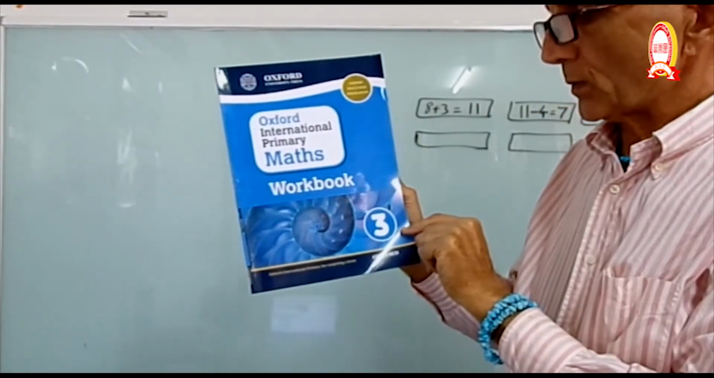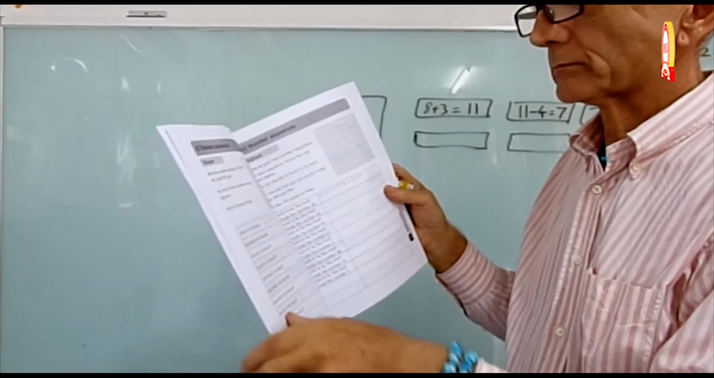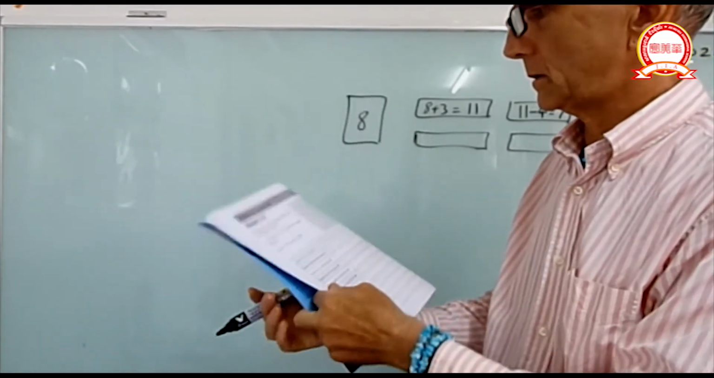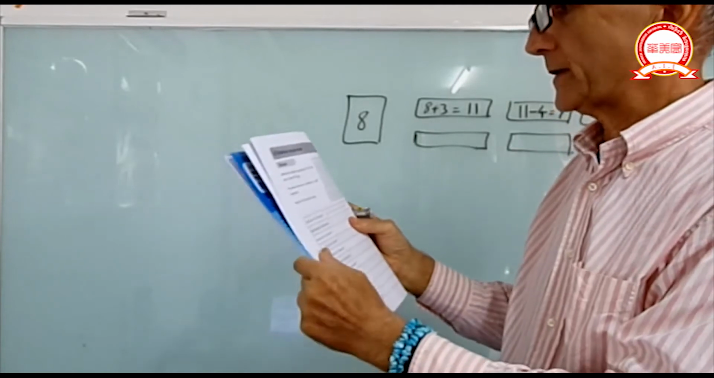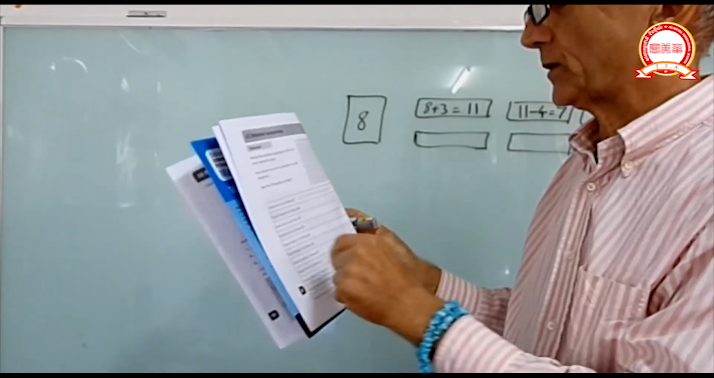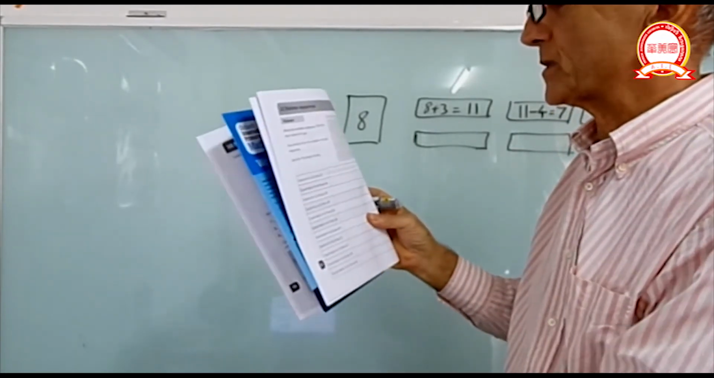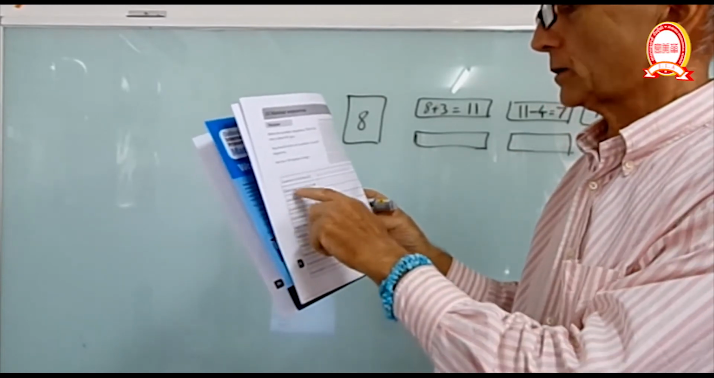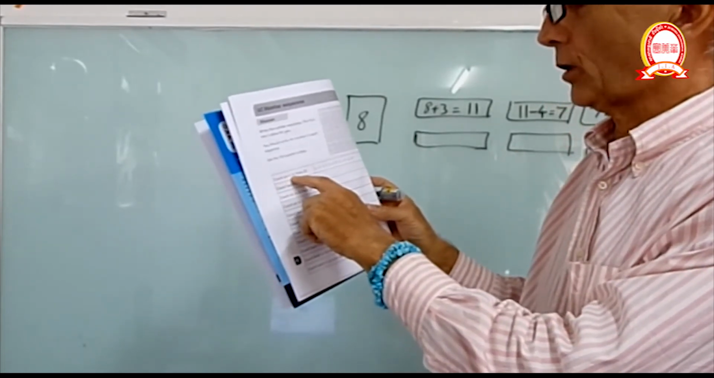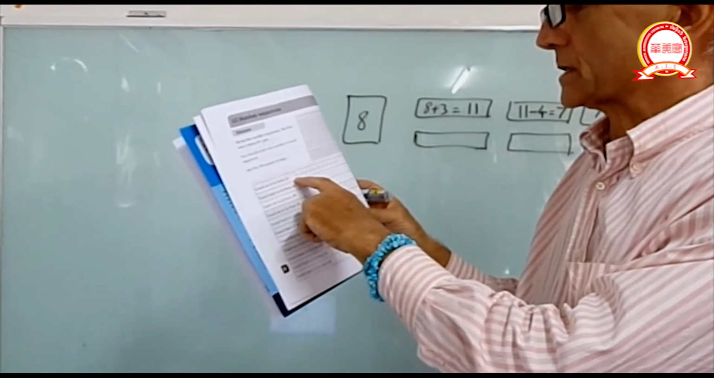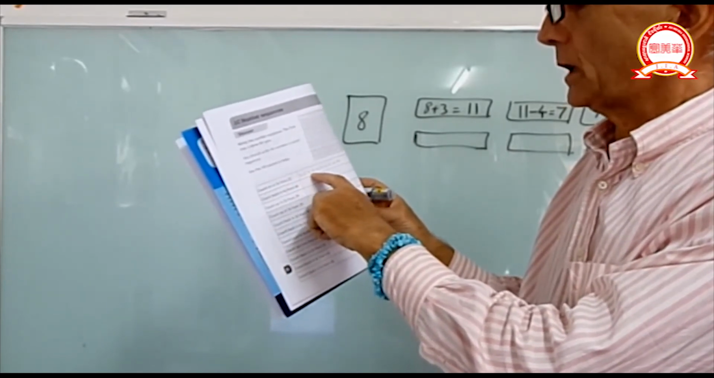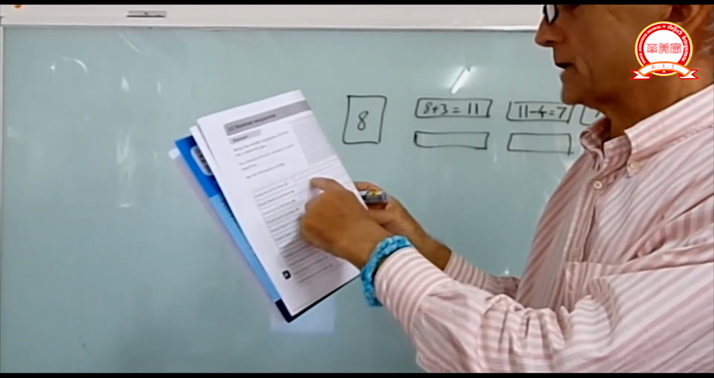Maths Grade 3 workbook, page 10. Write the number sequences. The first one's done for you. So you should write 10 numbers in each sequence. So here you've got counting on in 5s from 22. So that's 22, 25, 32, 37, 42, and so on.